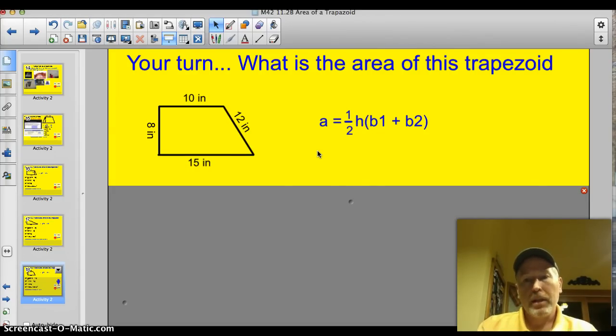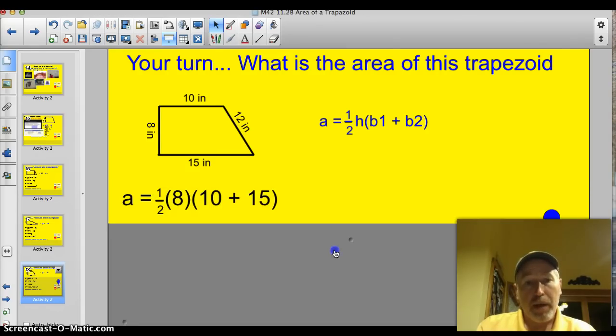Okay, I'm back. Well, let's just substitute in the variables. I know my height is going to be 8 right off the bat, so I got 1/2 of 8, and then I just plug in those two bases, 10 plus 15. What about this guy over here? Just threw that in to shake you up. Yeah, oftentimes we'll give you measurements that you don't need. That has nothing to do with the price of cheese in China.